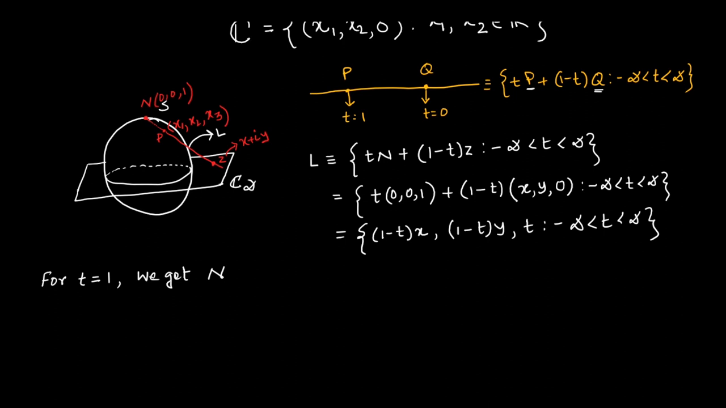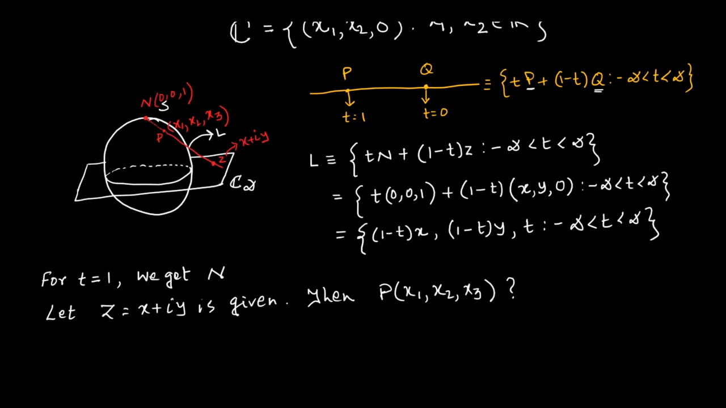And accordingly, by plugging in the values, I can find out the value of x and y in terms of x1, x2, x3. We'll do that later. So this is how we can define this straight line passing through the points N and Z. Now, we intend to find out, if Z equals x plus iy is given to us, what is P, that is, x1, x2, x3.